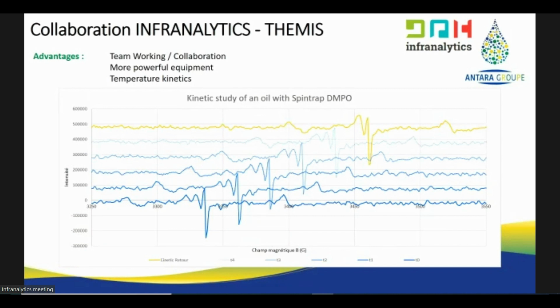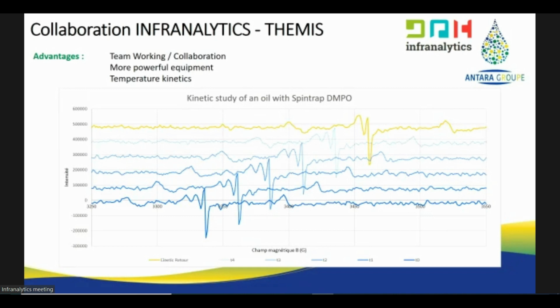And this is important because they help us and they guide us through this implementation of the new techniques. And they allowed us to investigate things we couldn't have been able to investigate by ourselves with the analysis we had before. The other thing is they have more powerful equipment than the one we have in the lab. So this equipment allowed us to do other type of analysis. And for example, here you have a kinetic studies.